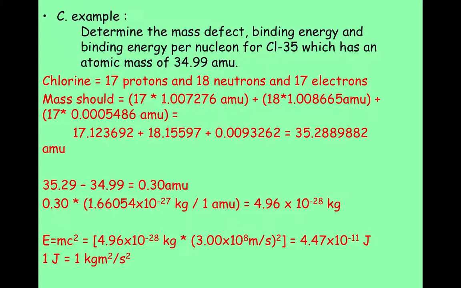So we have the binding energy, but this question asks us for the binding energy per nucleon. So it's going to be 4.47 times 10 to the negative 11th joules divided by 35 nucleons, for 1.28 times 10 to the negative 12th joules.